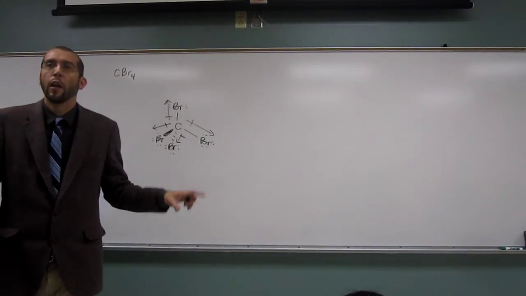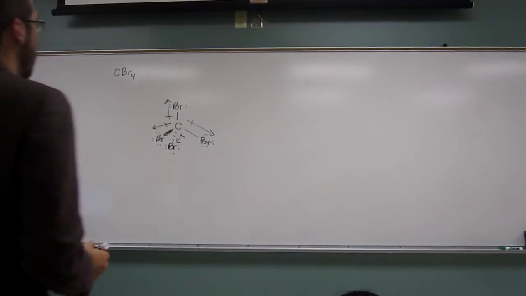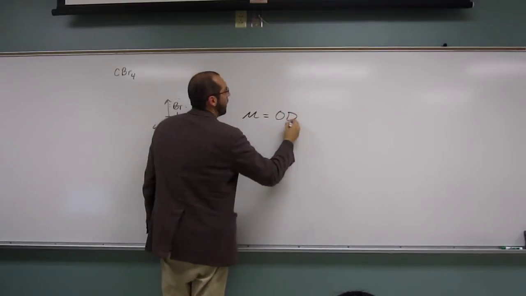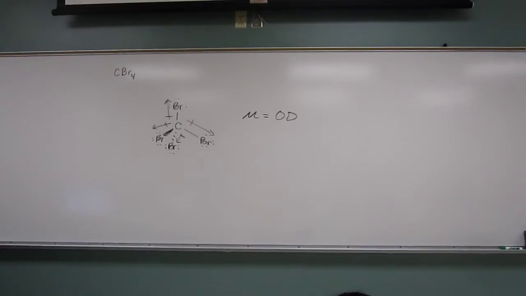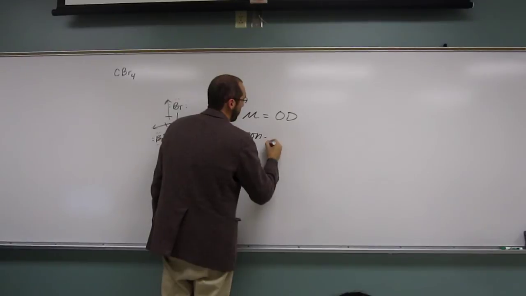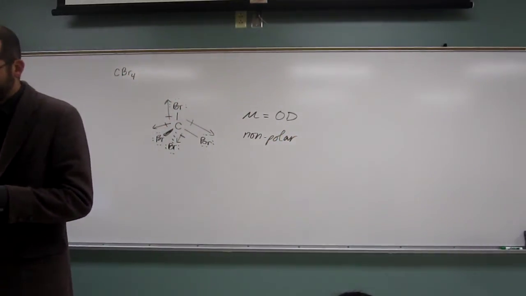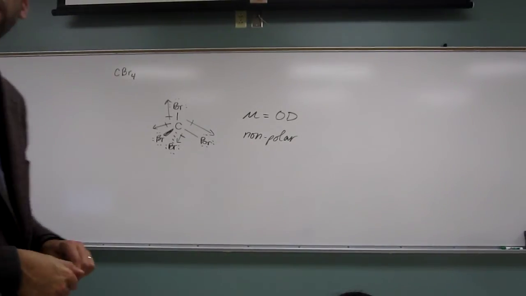They're all pulling opposite of each other and to equal extent, so they cancel each other out. So the overall dipole moment of this molecule is zero. Okay? Is everybody okay with that? So that means this molecule is a nonpolar molecule, like you were saying. Okay? So, since this is a nonpolar molecule, it can't have dipole-dipole interactions. Does everybody understand that, right?